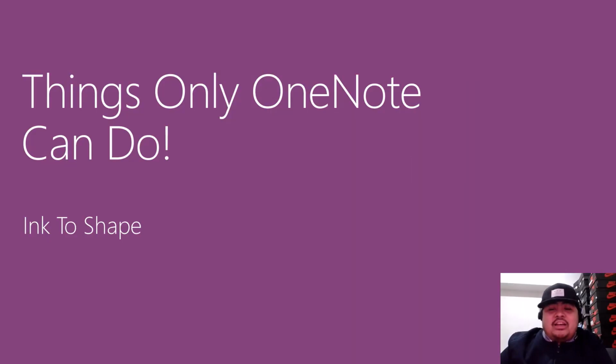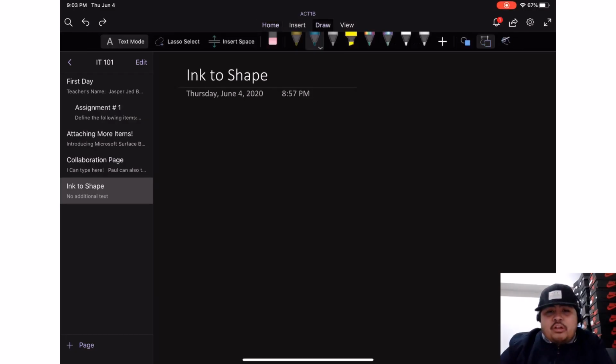Now we're going to be looking at the cool features that only OneNote can do, and the first one is ink to shape. So back on Paul's iPad, Paul can again choose the color of the ink. So he chose this one, and then he can click on that ink to shape button, and as you would notice, he would draw a shape here, and then OneNote actually detects what his intended shape is. So he might not be able to draw it perfectly, but OneNote will adjust it for him. So what he did here is that he created a bunch of circles.